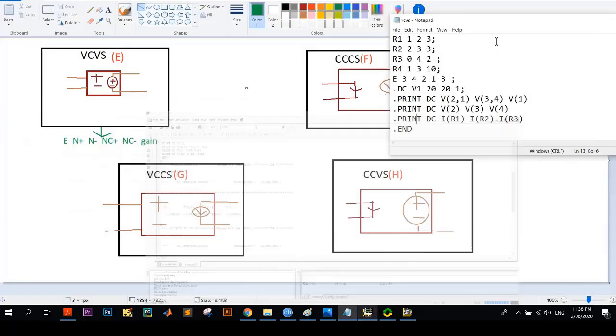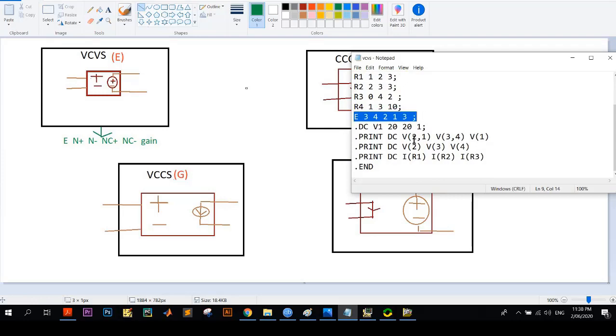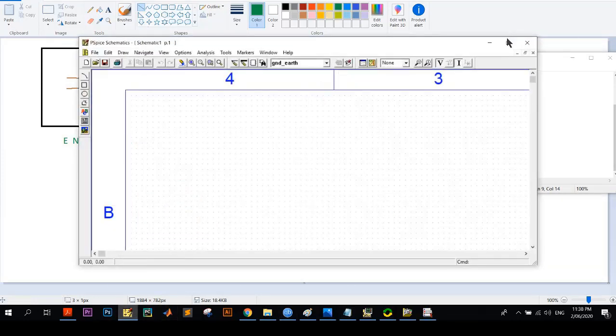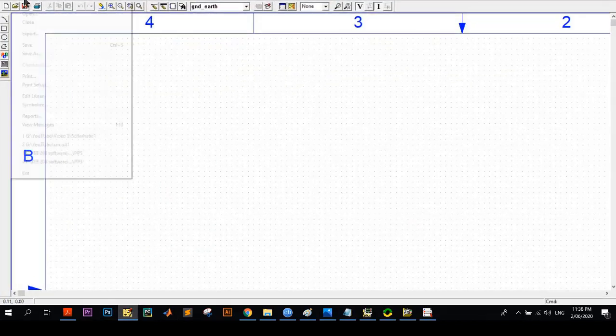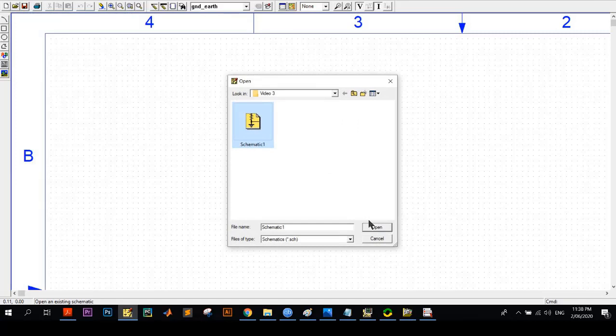So we saw how to write the netlist. I am showing you here again the netlist for a controlled source. So this is actually the part. So let us now draw this circuit in a schematic. I have actually drawn this earlier for your convenience.